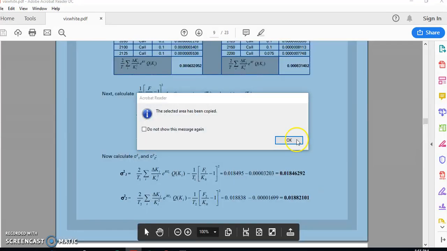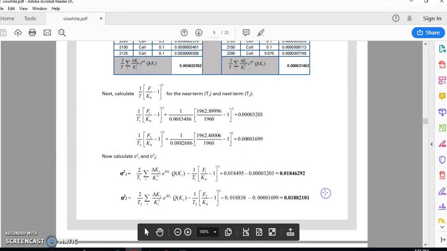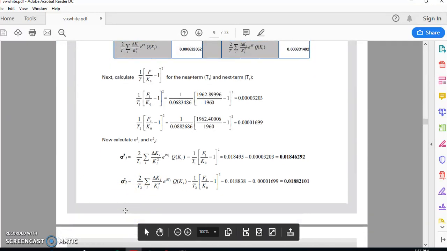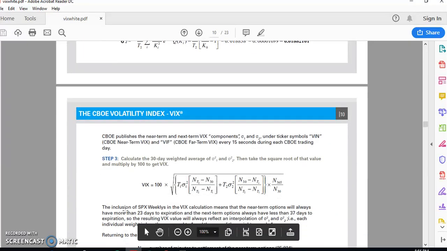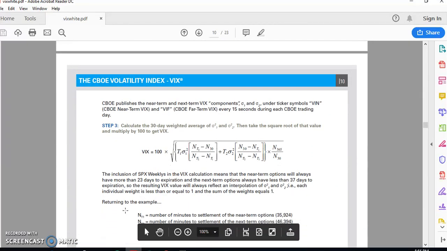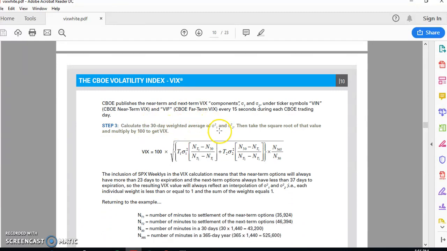Now, these figures here still had to be used again in order to calculate the VIX. So we weren't done. In order to calculate the VIX, the VIX is supposed to represent a 30-day weighted average of the variance for the shorter option data and the variance of the longer option data for the 32-day expiration.